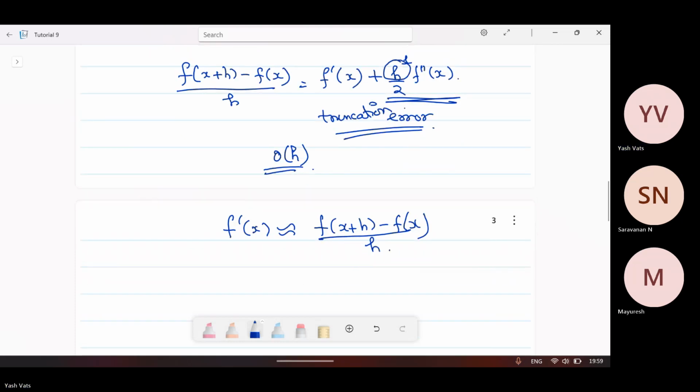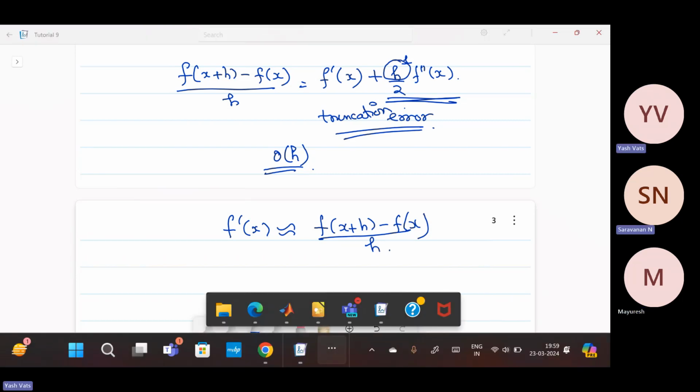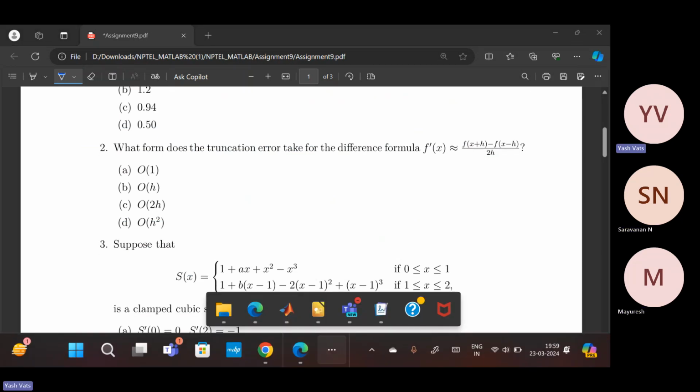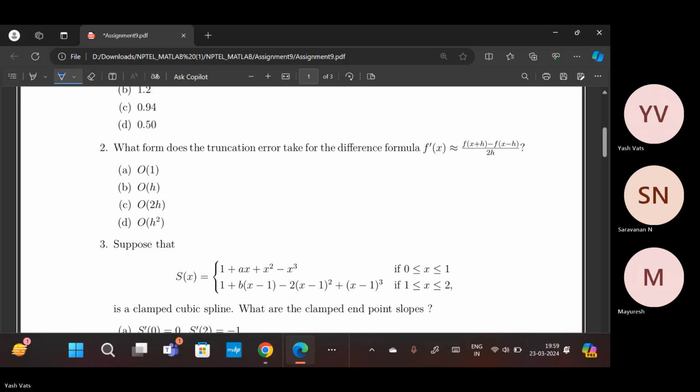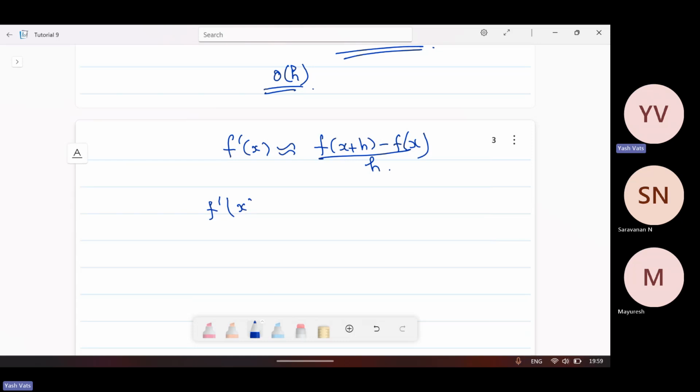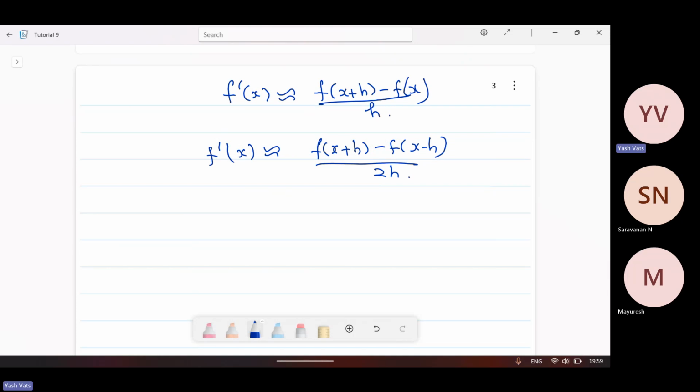Okay, do you understand this? Yes, I understood. Okay. So here, can you tell me what is the truncation error now? They have said that f dash x is approximated by (f(x + h) minus f(x minus h)) upon 2h. So we need to find the truncation error.